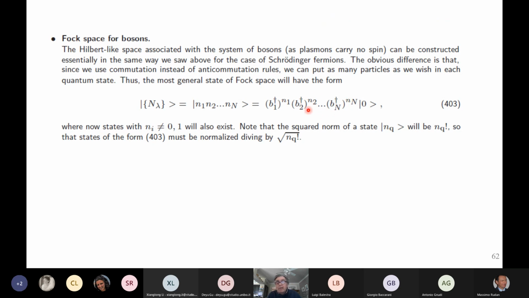So this will be an eigenstate of the Hamiltonian. It's actually not normalized. If you remember, for the harmonic oscillator, the excited state n had to be normalized by 1 over the square root of n factorial. So we have to do the same thing here. Every time I apply a creation operator, I have to divide by the square root of n factorial.